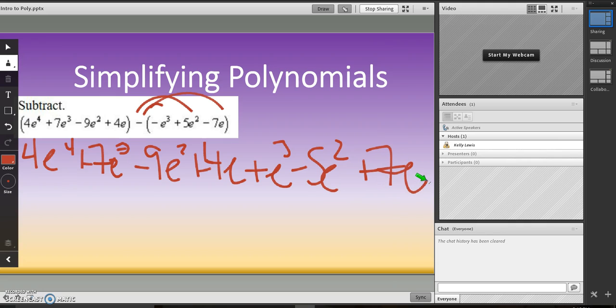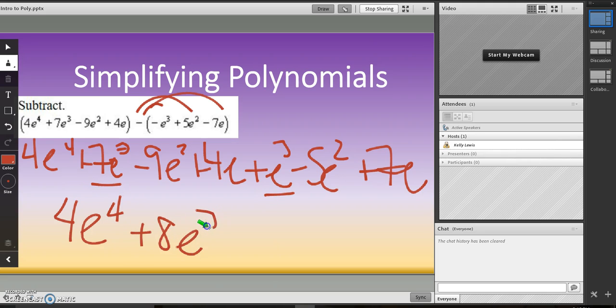All right, now combine like terms. So 4e to the 4th, that's the only one. Then e cubed. We have a 7e cubed and a 1, so we have 8e cubed. With squared, we have a negative 9 and negative 5, so that's negative 14. And then a regular e, we have a 4 and a 7, so it's 11.